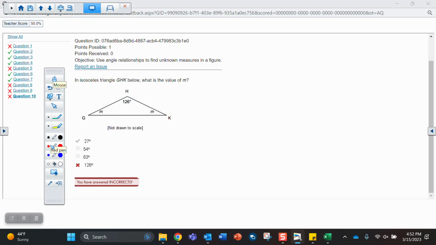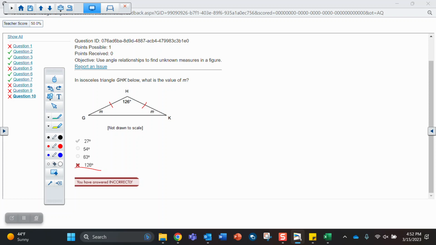And same type of example again. We've got an isosceles triangle. What's the value of m? So remember that angles in a triangle add up to 180, so the answer can't be 126 degrees because 126 would mean this is 126 and that's 126 and that's already 126 and that's way over 180.